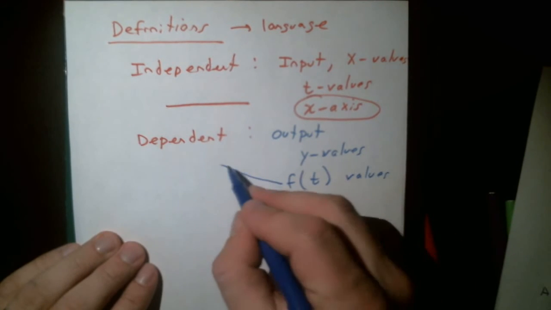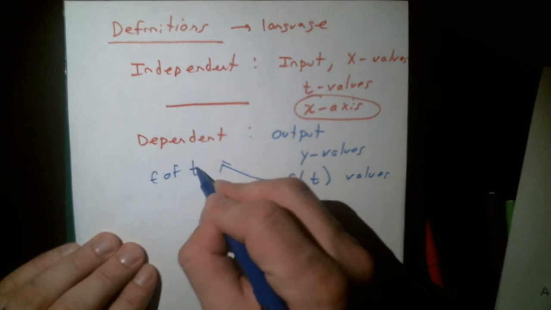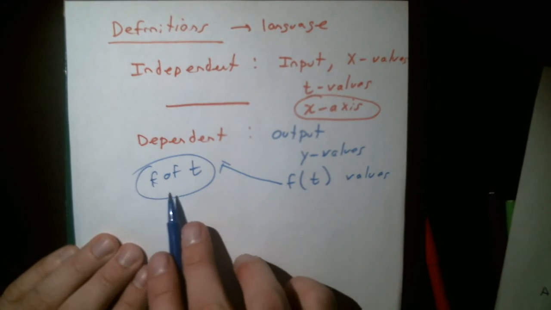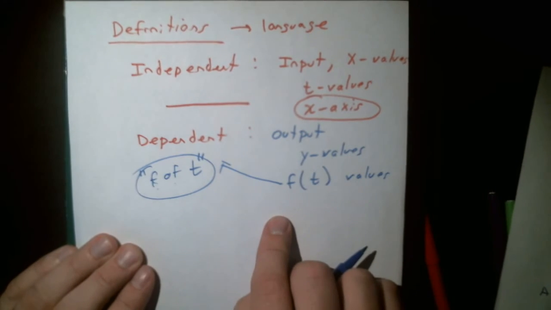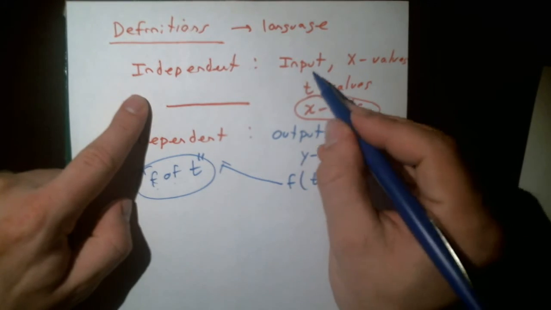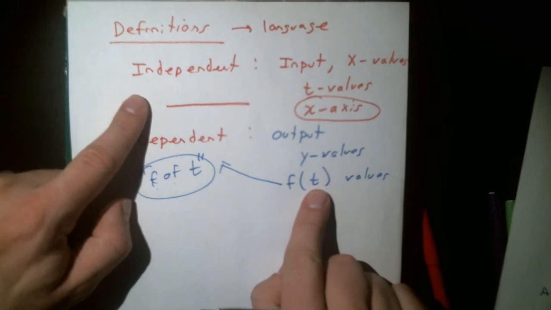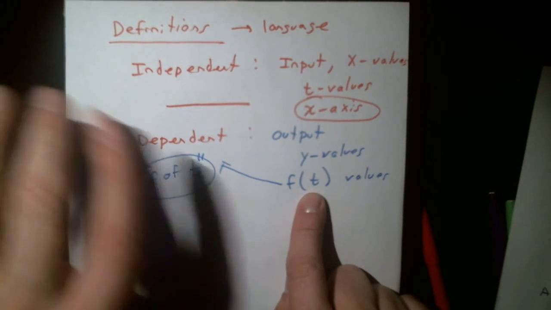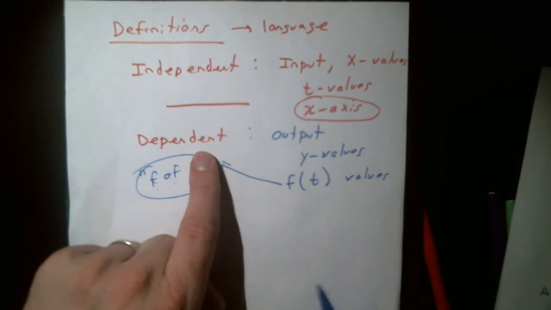So let me show you how to read that. This is called f of t. That's how you would read that, f of t. So you're thinking, well, look back up here. Your independent was your t values. That's what you put in there. And what you put in there goes into the function. It works it out. And then you get an output.